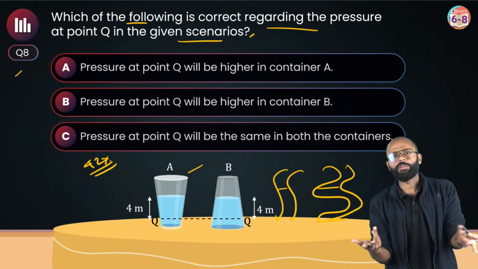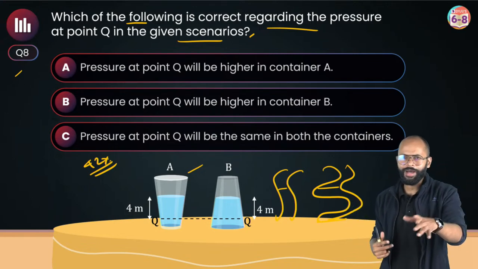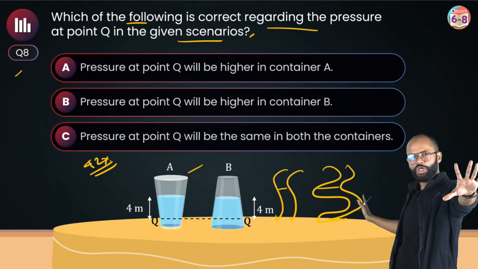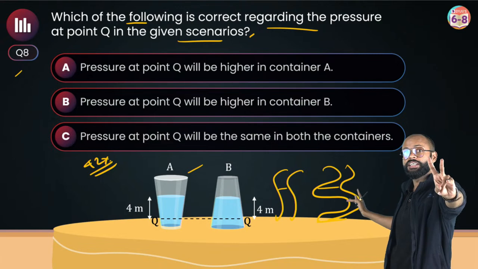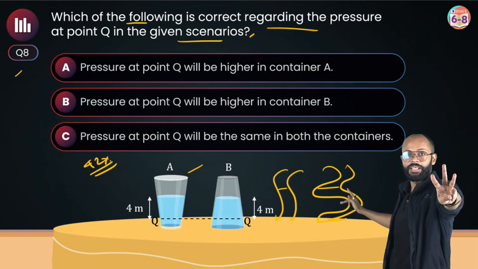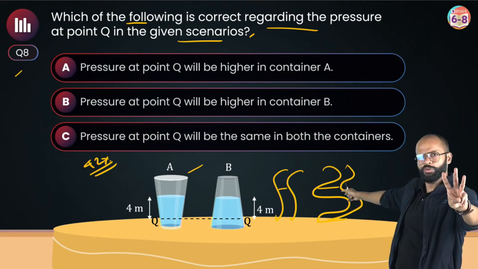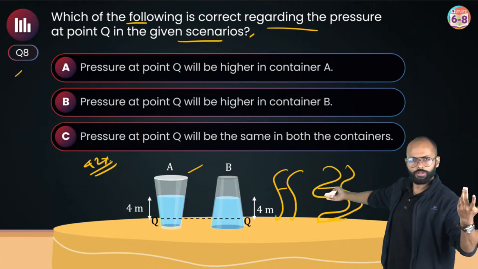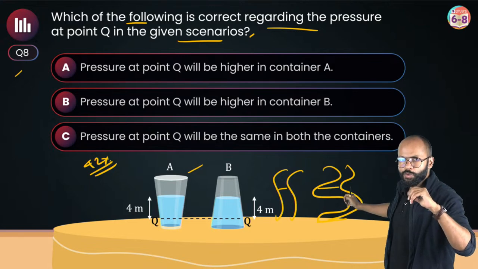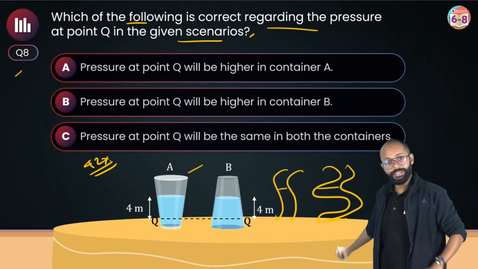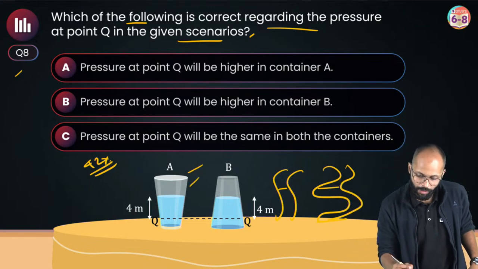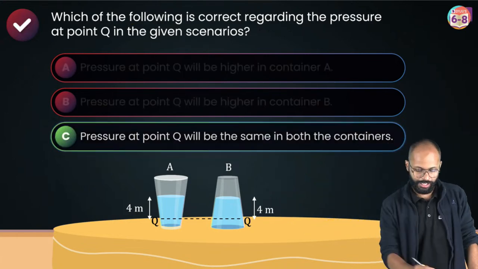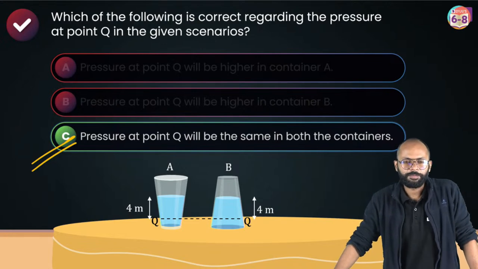When we derive the formula of rho gh, you will understand why. But right now I'm not doing that, I'm just telling you. It only depends on height, density and gravity. Think about it. At point Q, everything is the same. Nothing is changing. Na height change hua, na density change hua, na gravity change hua. So pressure remains the same. ठीक है, shape of vessel से affect नहीं पड़ता है, please keep this in mind, very important, right? Correct, yes.